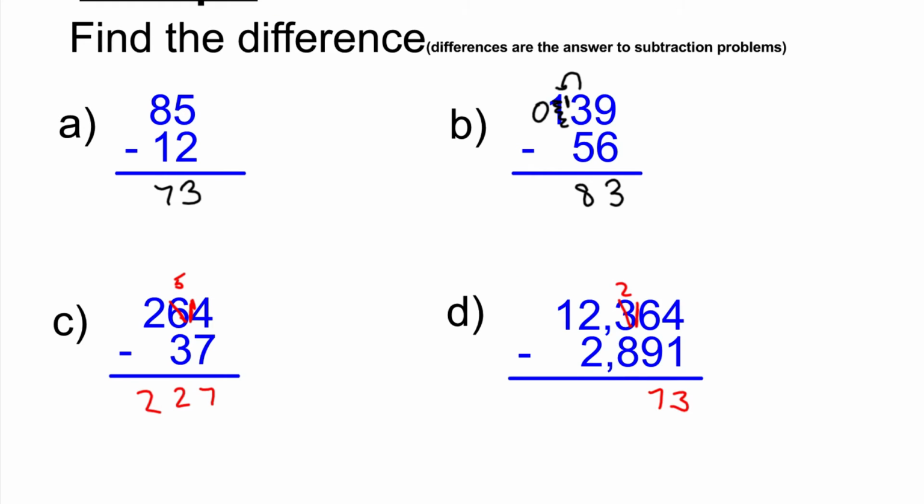I don't like that. So I'm going to do the same thing. I'm going to borrow from here. I'm going to turn this into a 1. Okay, and then this is going to become 12. So now it says 12 minus 8. That's 4. Good. Now I'm going to look at this one.